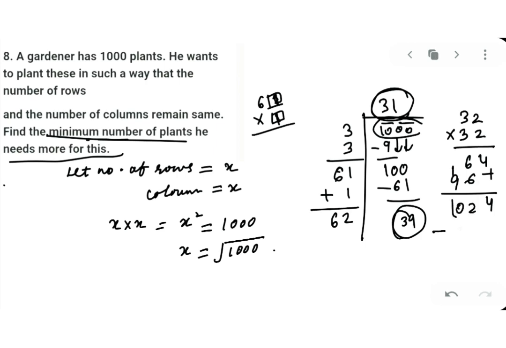So that will be something like this: 1024, and now you have to subtract 1000 from it. What is remaining is 24. That means you have to put in an extra 24 plants so that your complete columns and rows will have an equal number of plants, so that it will be a perfect square. If the rows and columns have an equal number of plants, that means it should be a perfect square number. But 1000 is not a perfect square.